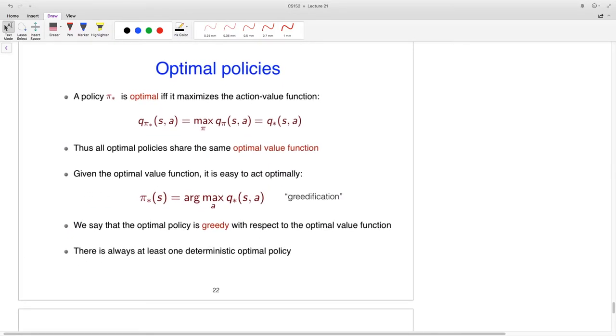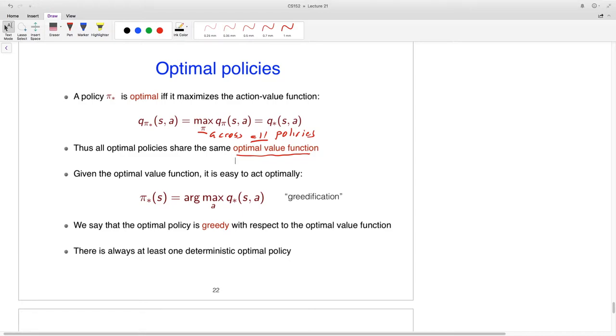All right, optimal. So a policy pi star is optimal if it maximizes the action value function. That is, it's optimal if the max across all policies, we're saying we're doing at least as good as the best. There may be multiple bests, right? There may be many policies that are optimal, but we know every one of them is going to have the same value of Q(S, A), because if any one of them had a higher one, we should choose it. So they have the same optimal value function.